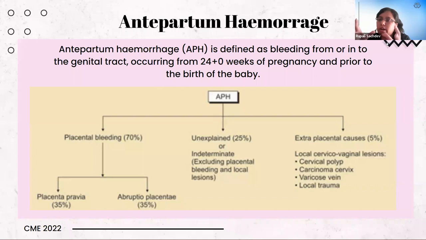So you can have any local lesions in your cervix or your vagina. So it can be a polyp, it can be a cancerous lesion, it can be varicose veins, or even local trauma.